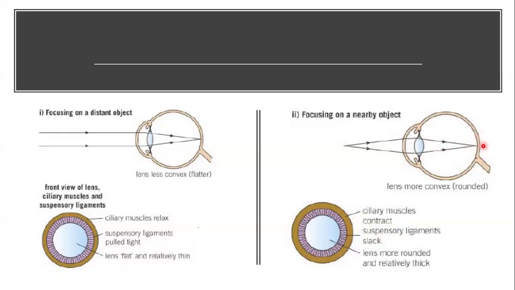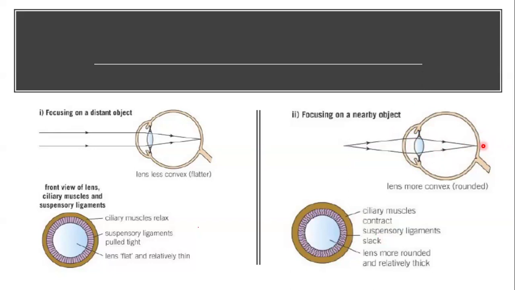So this is your accommodation reflex. The accommodation reflex allows you to focus on an object that is far away or an object that is close to you by using the thickness of your lens.